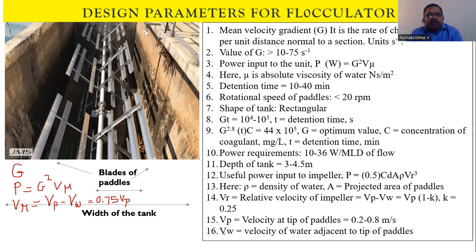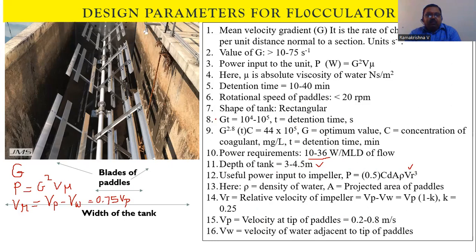The values are also given here. VP is equal to 0.2 to 0.8 meters per second, and VW is the velocity of water at the center tip of the paddles. Again, the power input to the impeller is calculated based on the coefficient of drag: P is equal to half of CD into A rho VR cubed, where VR is the relative velocity. The depth of the tank is 3 to 4.5 meters. Then we have a power check, 10 to 36 watt per MLD of flow.